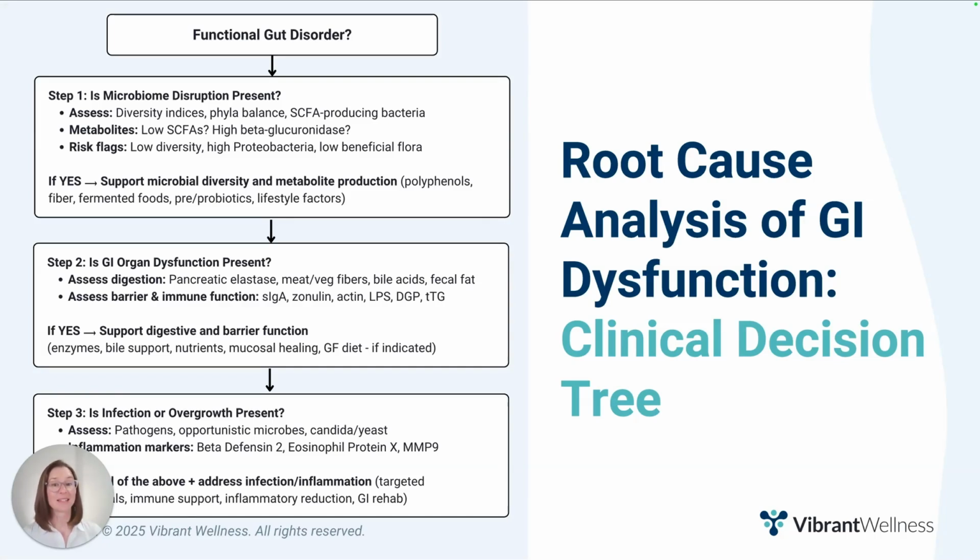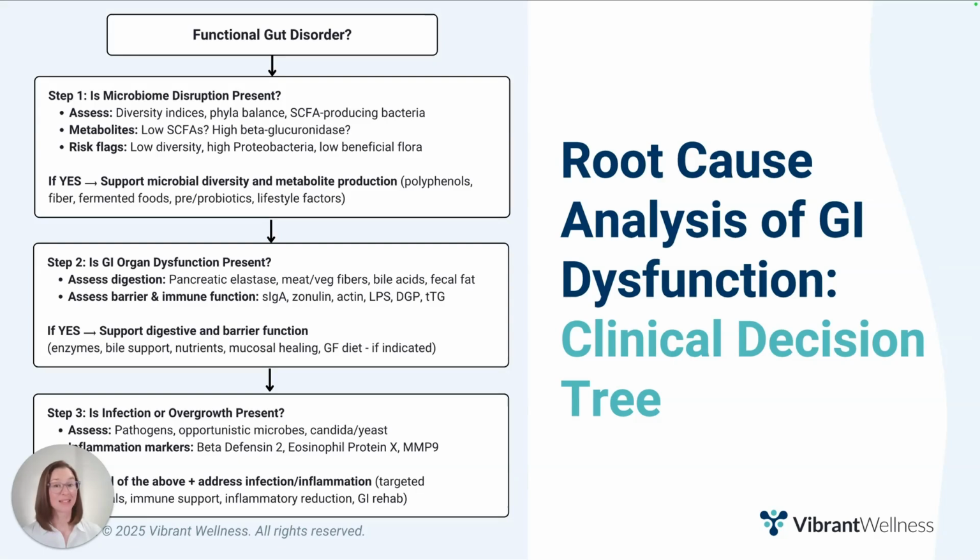Here, you're going to assess digestion, including pancreatic elastase, meat vegetable fibers, bile acids, and fecal fat, and also assess barrier and immune function by looking at secretory IgA, zonulin, actin, LPS, DGP, and TTG. If yes to those, you'll want to support digestive and barrier function using enzymes, bile support, nutrients, mucosal healing, and perhaps even gluten-free diets if indicated.